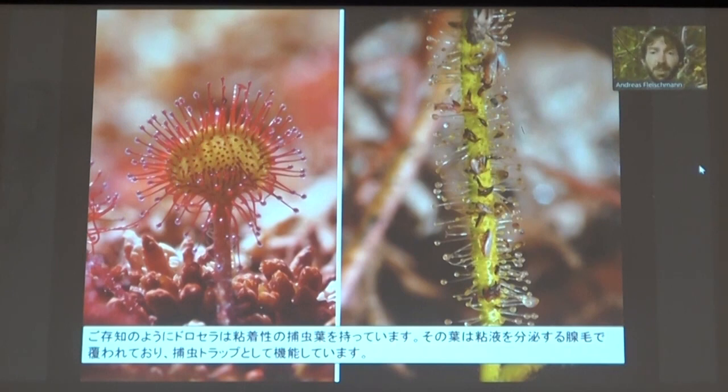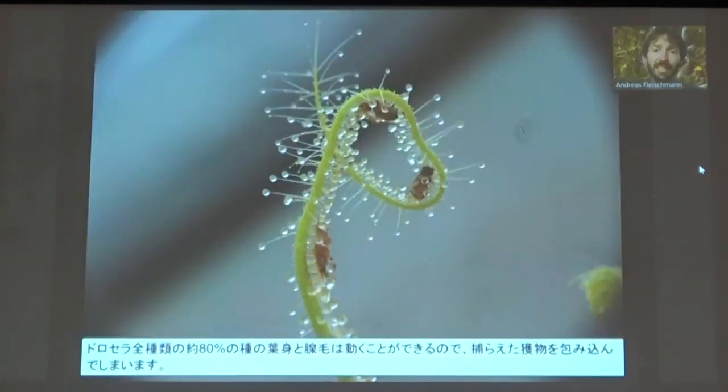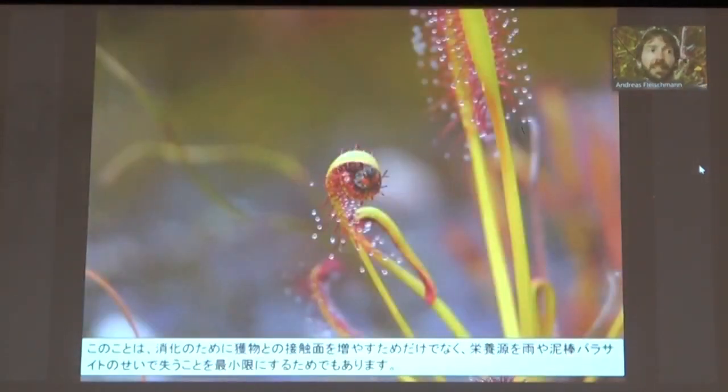As you all know, Drosera, sundews, have sticky leaves with tentacles and this glistening mucilage, and these tentacles and mucilage capture a lot of insects, so they're usually considered deadly insect traps. The leaves and tentacles of about 80% of all Drosera species are motile, so they're capable of motion to wrap around prey: the tentacles bend around prey and the leaves fold around prey. This is done to increase the contact surface with the prey for digestion, but also to minimize the loss of nutrients by rain, but also most likely by kleptoparasites.